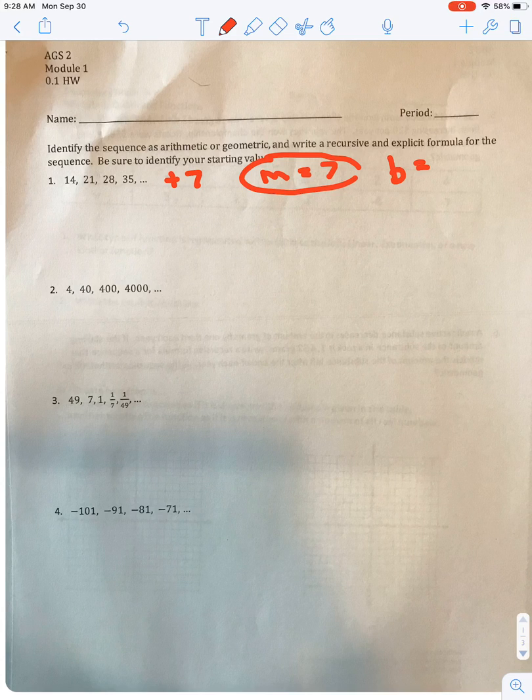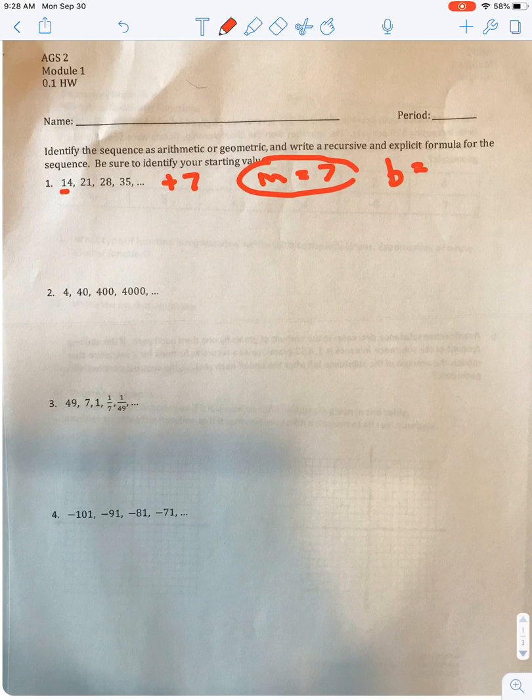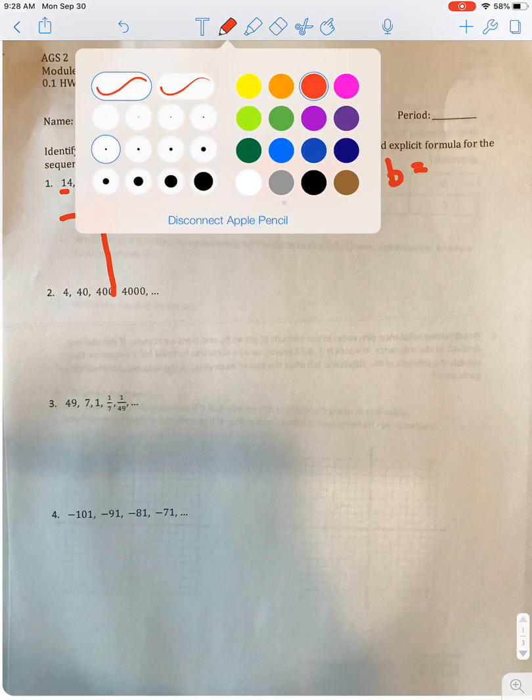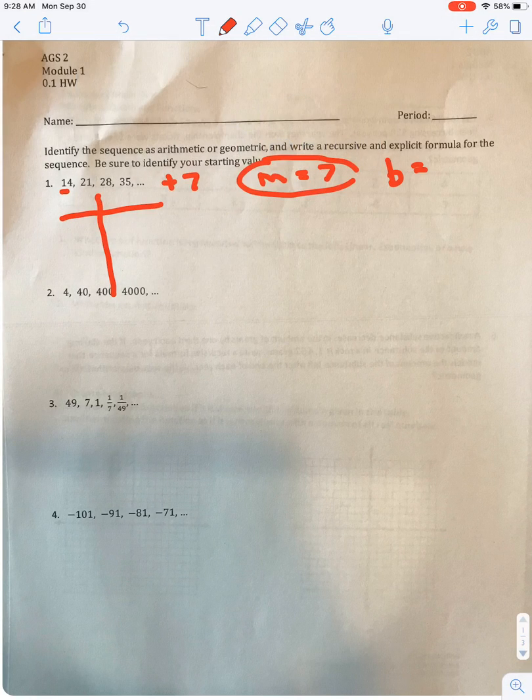So for this, a lot of people want to think that the start value is 14. But if this was in a table like this, basically term 1 would be 14 and term 2 would be 21. So you got to work backwards and get term 0 actually, which is 7. So this one is y is equal to 7x plus 7. And then you just double check it. Like when I plug in 2, do I get 21? Yes, I do. 7 times 2 is 14, plus 7 is 21. So that's how that one works.